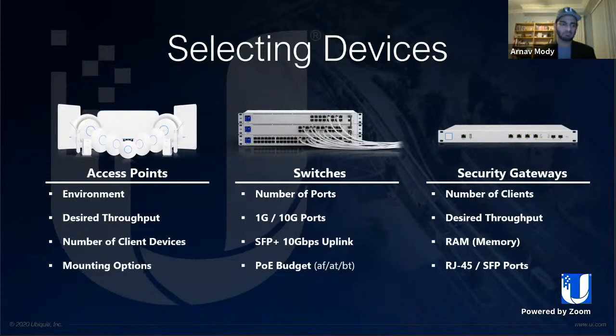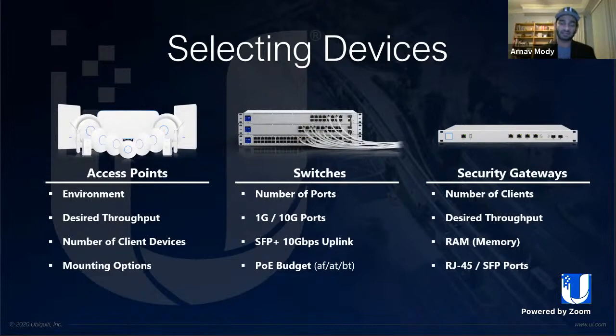Desired throughput. What kind of throughput are you looking at? Are you looking at basic connectivity just for basic browsing for a few devices? Or are you looking at home networks? Are you looking at professionals working from home where you're on video calls all day? You have 5, 6, 7, 10 devices on Skype all day, on Zoom all day. So definitely want to understand what is the desired throughput for you, because that will determine the device.